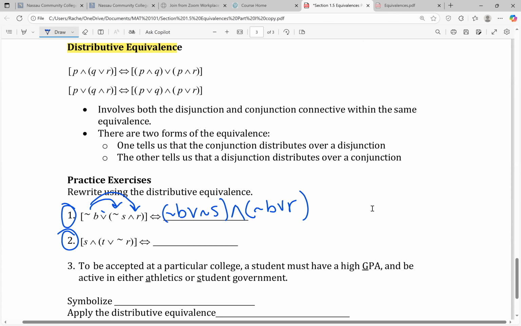And we'll do another one. So now our main connective here is a conjunction. So we're going to distribute that over the disjunction. So we're going to have S and T, or, right, the disjunction. Now distribute the S with the conjunction over to the not R. So or S and not R. And that would be the equivalence.